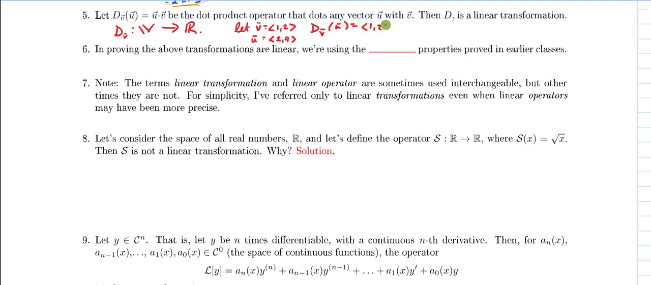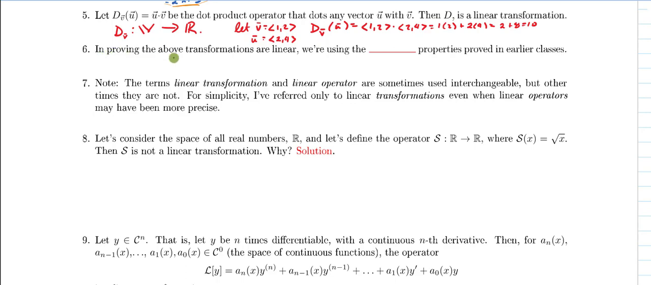I would take 1, 2, and I'm going to dot it with the vector 2, 4. And when I do that dot product, I get 1 times 2 plus 2 times 4, which gives me 2 plus 8, or 10. And so what do we notice? We notice that this transformation took a vector u and mapped it to the number 10 under the transformation of dotting it with the vector v. So we can think of that as a linear transformation.